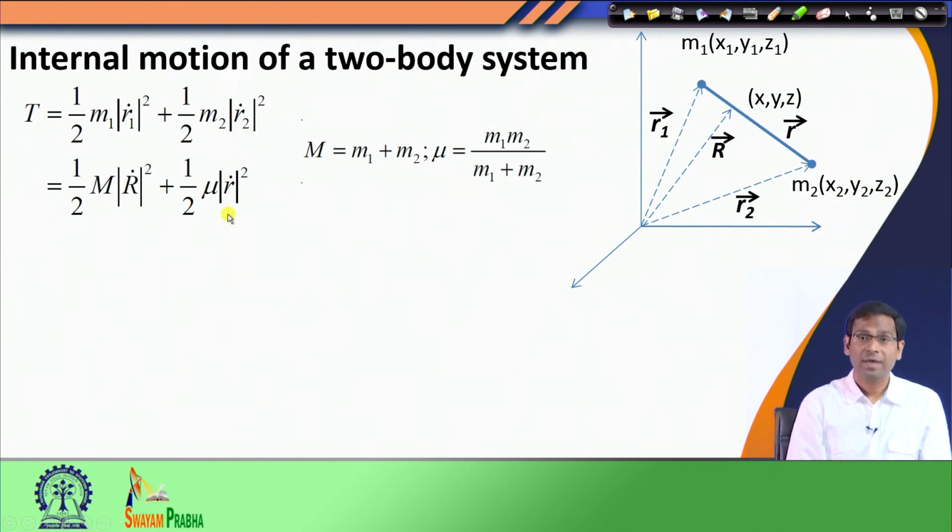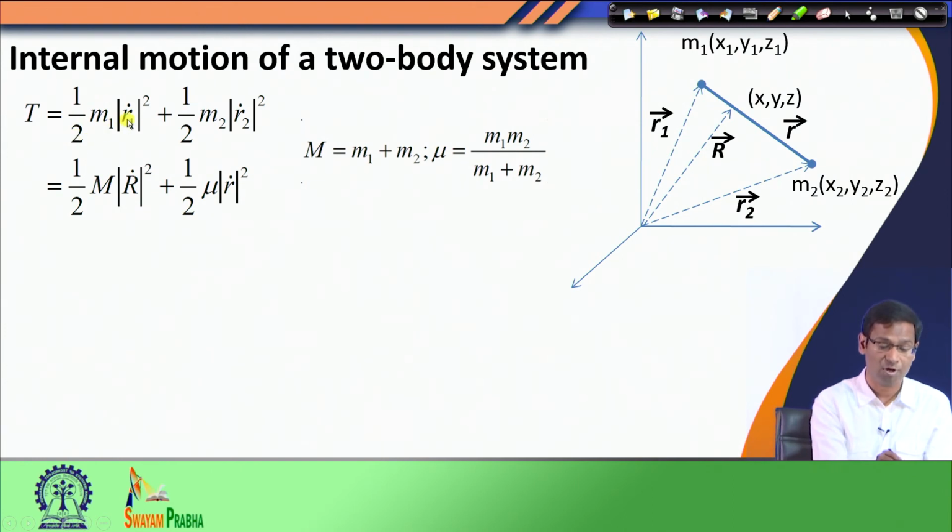So, I have two different ways of describing the system, one in terms of r1 and r2, another in terms of small r and capital R. No matter how I define my system, I can always write down the corresponding kinetic energy of the system in these two ways. The first line shows the kinetic energy of the system, half m1 v1 square plus half m2 v2 square. So, r1 dot simply indicates the time derivative of the position vector for particle m1. So, this is the sum of the two kinetic energies of the two particles of mass m1 and m2.